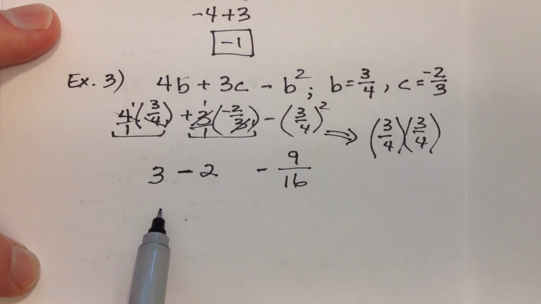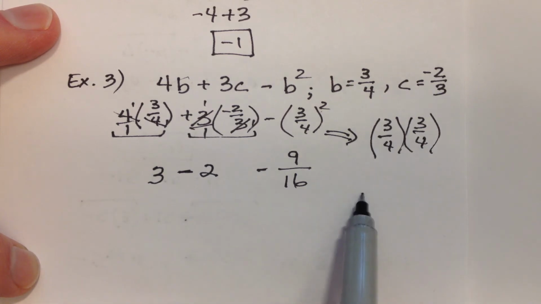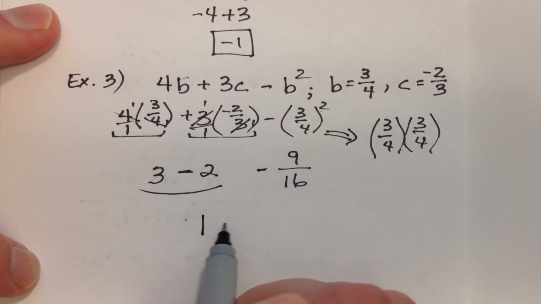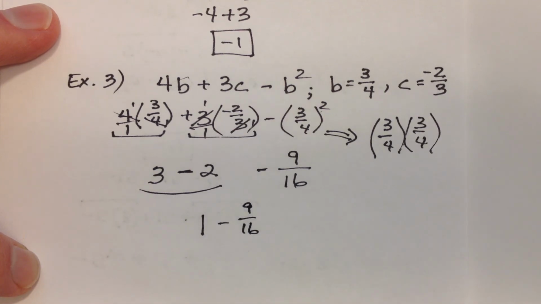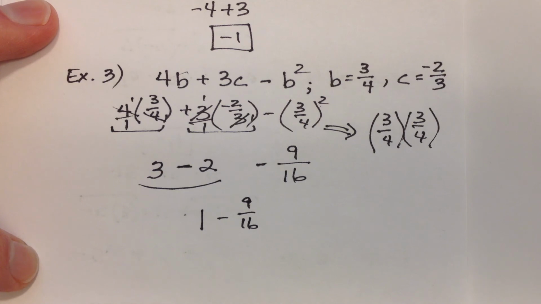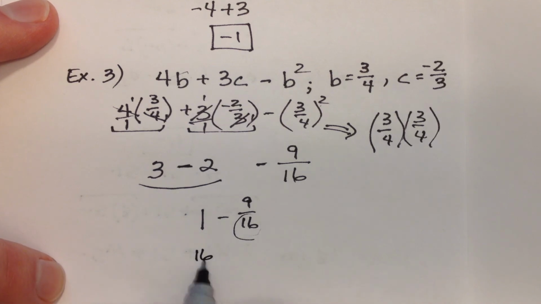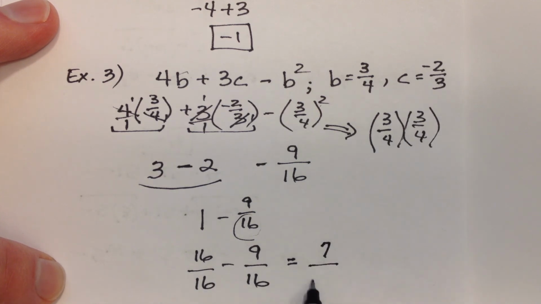So now it's just an order of operations, addition and subtraction from left to right. So 3 minus 2 is 1. So 1 minus 9/16. We'll get common denominators here, and our common denominator will be 16. So this 1 will actually turn into 16 over 16, which is a whole, because what we started with was a whole. So 16 minus 9 is 7, and then the 16's stay, because that's our common denominator. 7 over 16 is our final answer, and this will not reduce, so we're good to go.